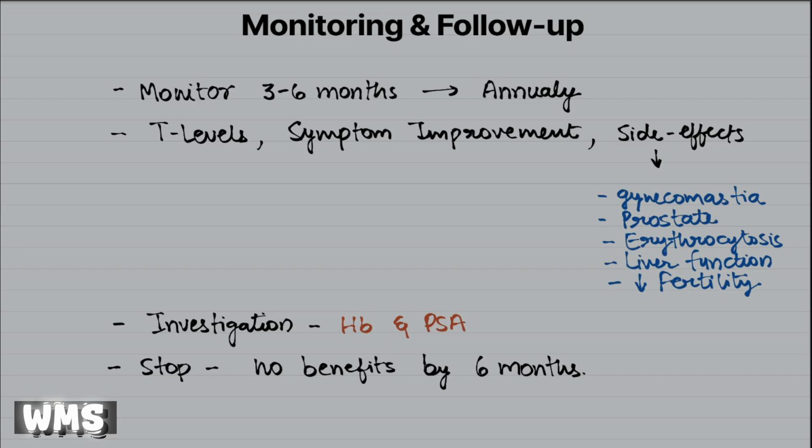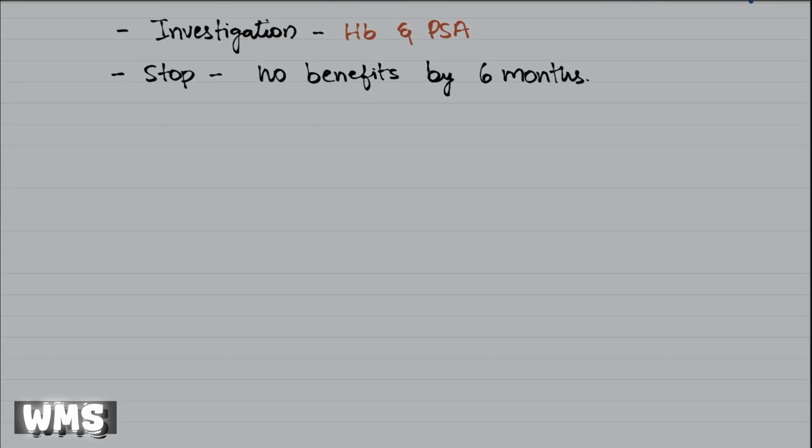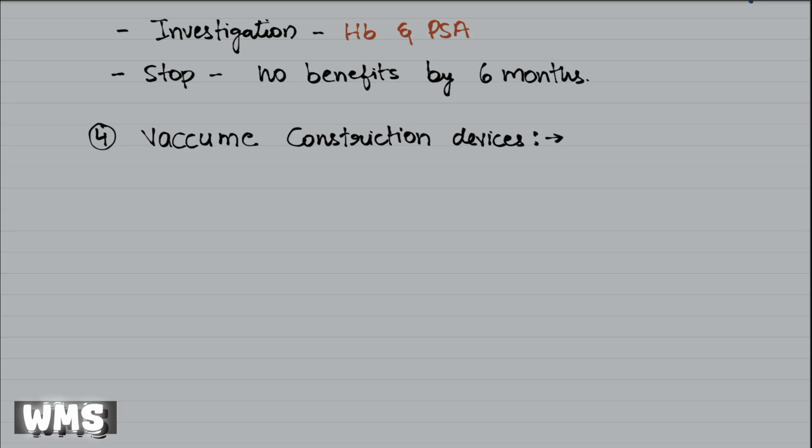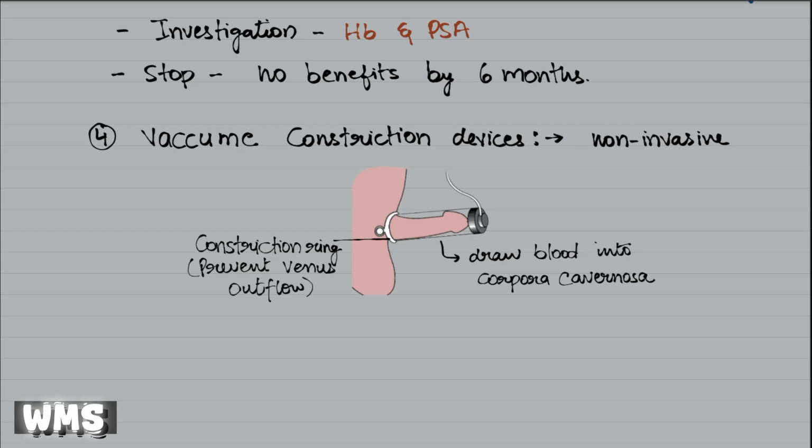When oral medications like phosphodiesterase 5 inhibitors are not suitable or ineffective, we move to second-line treatment options such as vacuum devices and local therapies. First, vacuum constriction devices are a non-invasive option. These devices work by creating a vacuum around the penis, which draws blood into the corpora cavernosa, and then a constriction ring is applied at the base to prevent venous outflow and maintain the erection. They are especially useful in patients who cannot take oral drugs.